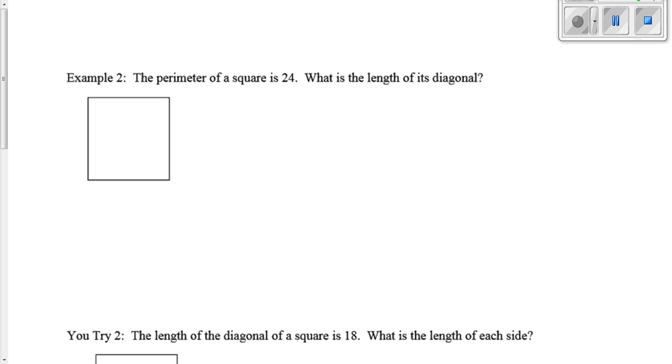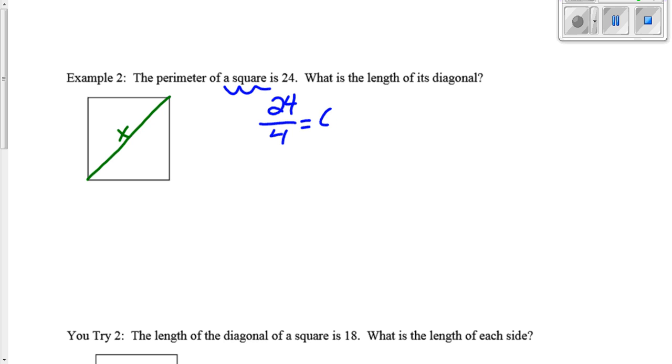The perimeter of a square is 24. What is the length of its diagonal? So draw on the diagonal because that's what we're trying to find. X, what is the length? X marks the spot. Now the directions say the perimeter is 24, so we're expecting you to have some prior knowledge. This is a square. What is true about the measures of a square? All sides are the same. There's 4 of them.